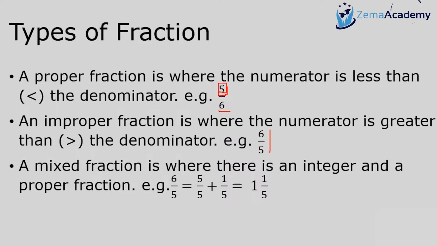So here I have 6 over 5, or 6/5, and I know that 6/5 is the same as saying 5/5 plus 1/5. The same as saying 5 out of 5 plus 1 out of 5. And that can be turned into 1 and 1/5, because of course 5 divided by 5 is 1.